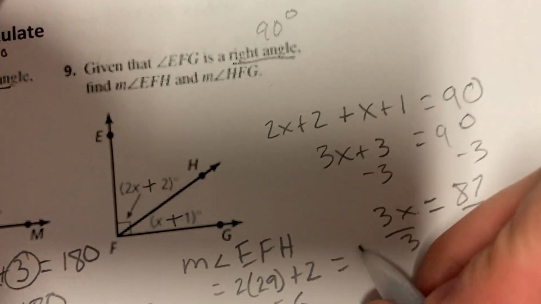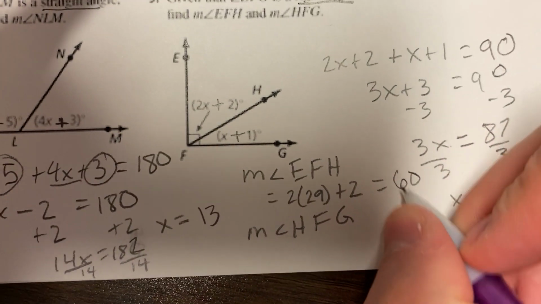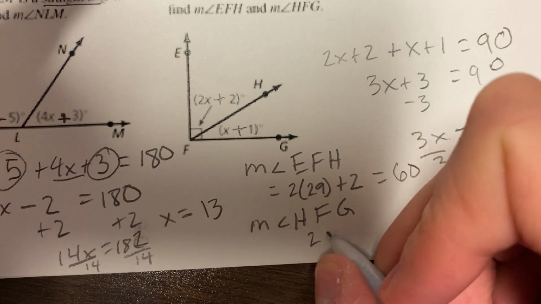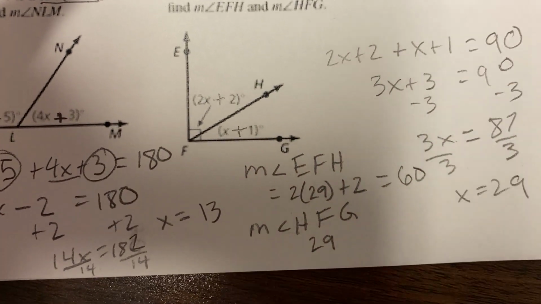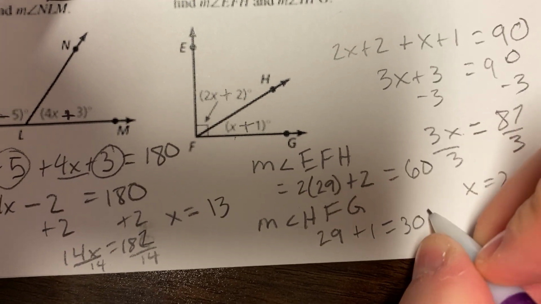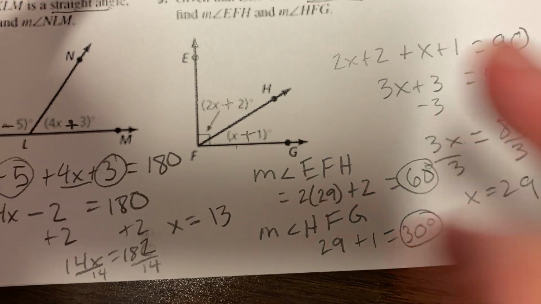60. Okay, and then we can kind of just figure out the other one without really having to, right? 90 minus 60 is 30, but just to make sure, we get 29, right? 29 plus 1 is 30. Okay, and that's the way to check yourself. 30 plus 60 should give you 90.